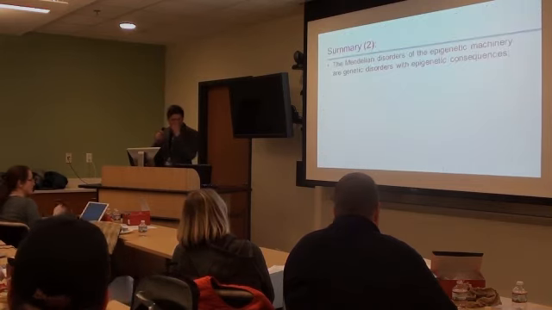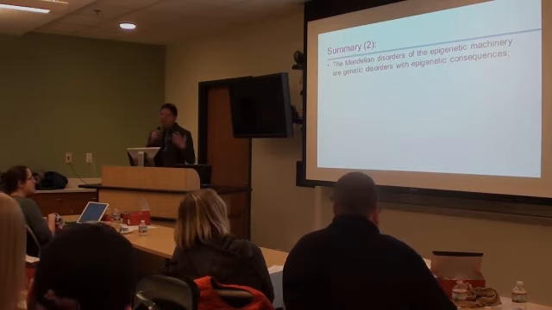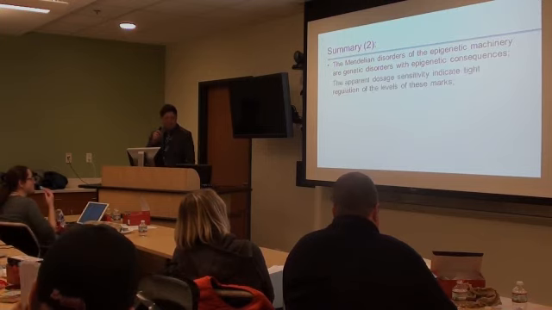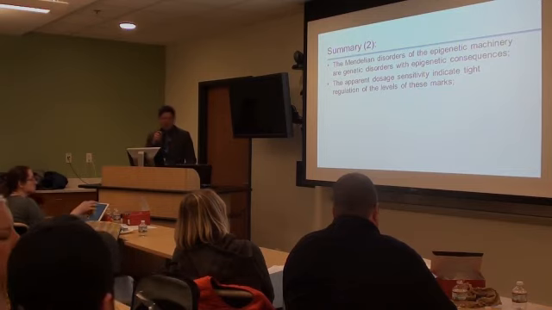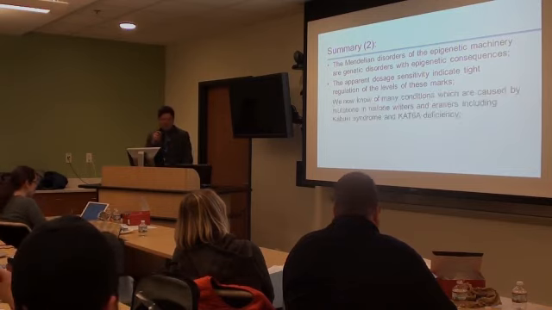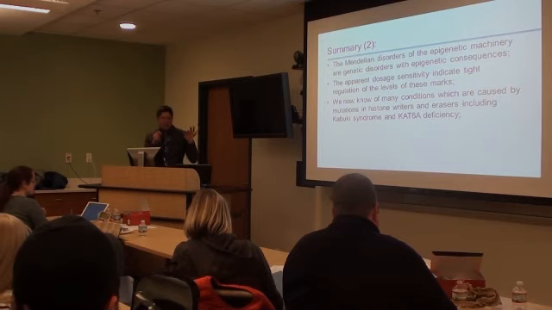So to summarize, the Mendelian disorders of the epigenetic machinery, like KAT6A, are genetic disorders that disrupt the epigenetic marks. They're very dosage sensitive, and that indicates that the marks are very tightly regulated. And we now know of many conditions that are caused by mutations in these writers and erasers, including Kabuki syndrome and KAT6A deficiency.